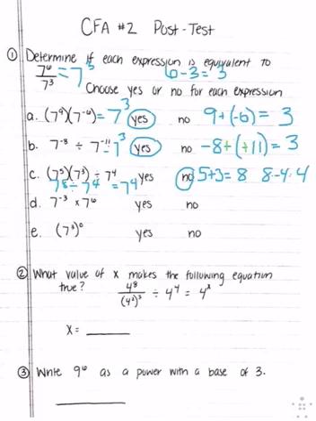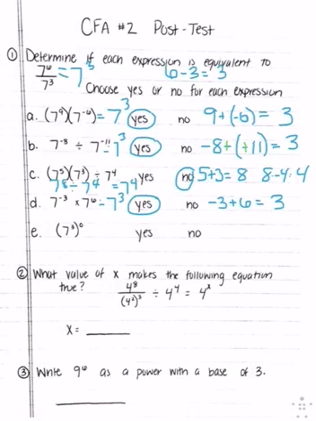Letter D, 7 to the negative 3rd times 7 to the 6th. We're multiplying, so we add the exponents. Negative 3 plus 6. Same signs add, different signs subtract. We have a negative 3 and a positive 6. They're different, so we subtract them. 6 minus 3 is 3. Keep the sign of the larger number 6, so it's positive 3. The answer is 7 to the 3rd power.